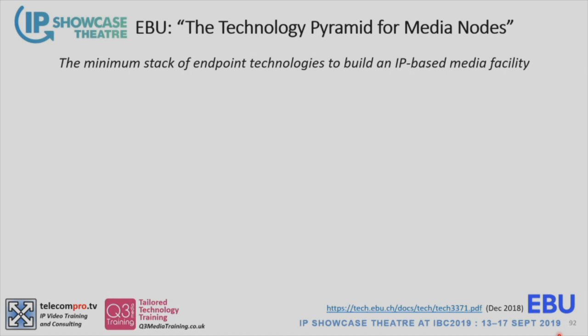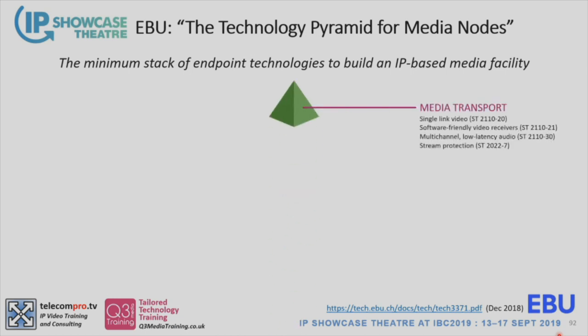A key thing it's built on, you'll see this a lot, is the EBU's technology pyramid that they published last year that talks about all the standards and the protocols that we need in an IP media network. So at the top of the pyramid, all the transport standards. These are quite well defined and quite well implemented. It may be green though. It's not perfect. There are still some challenges with getting some of this interoperability to work, but it's pretty good.